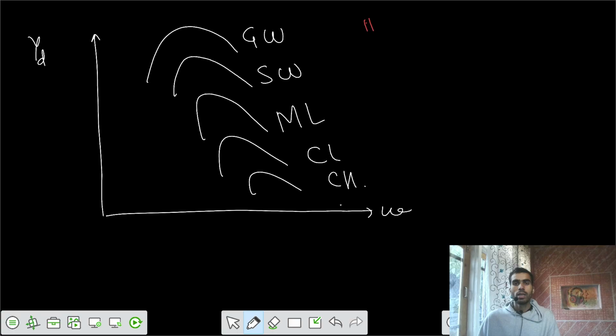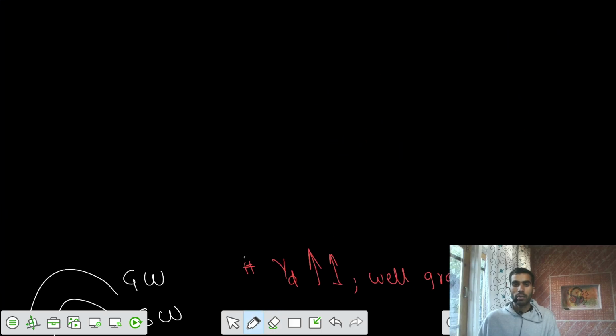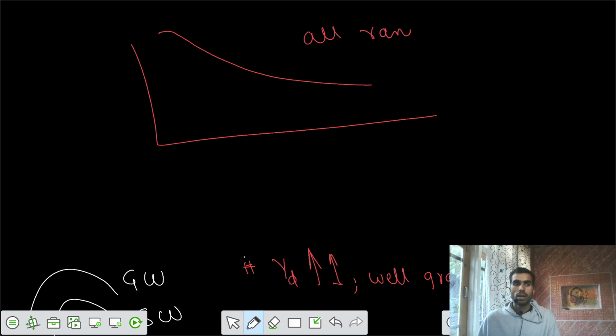I would say that gamma dry is going to increase more and more if your soil is well-graded. If your soil is well-graded, your gamma dry is going to get increased. Well-graded soil means we are having that particle size distribution curve we know, so all ranges of particles are in the soil.